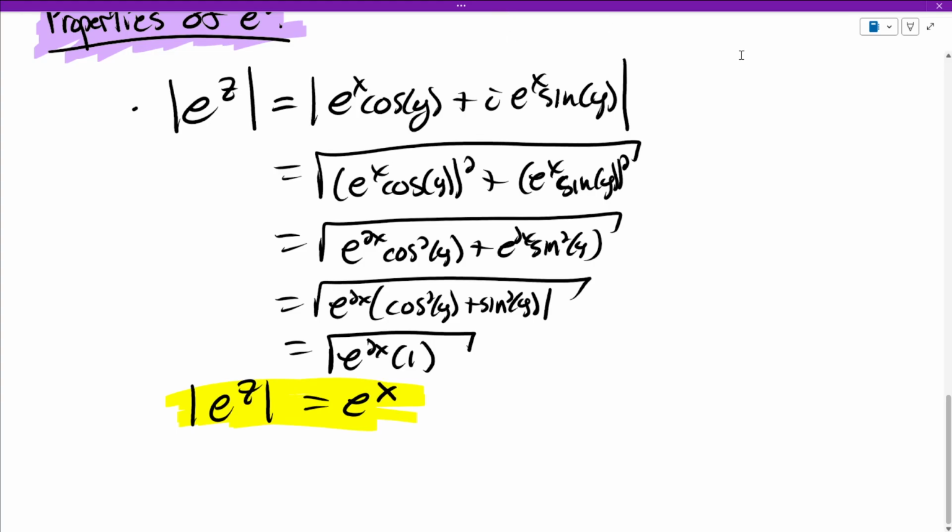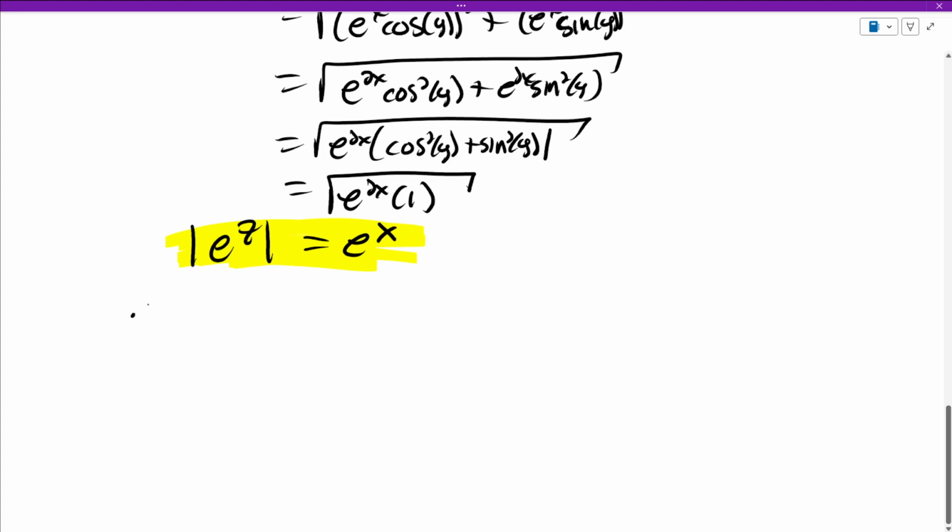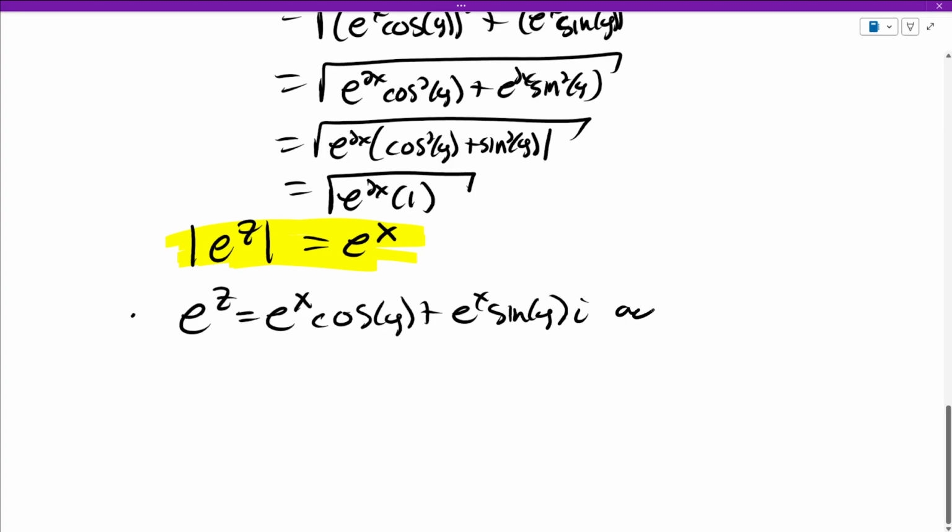And the next thing is, since e to the z is e to the x plus iy, let me just write out the definition one more time: e to the x cosine y plus e to the x sine y i, and cosine and sine are 2 pi periodic. Sorry, my writing got messed up there.